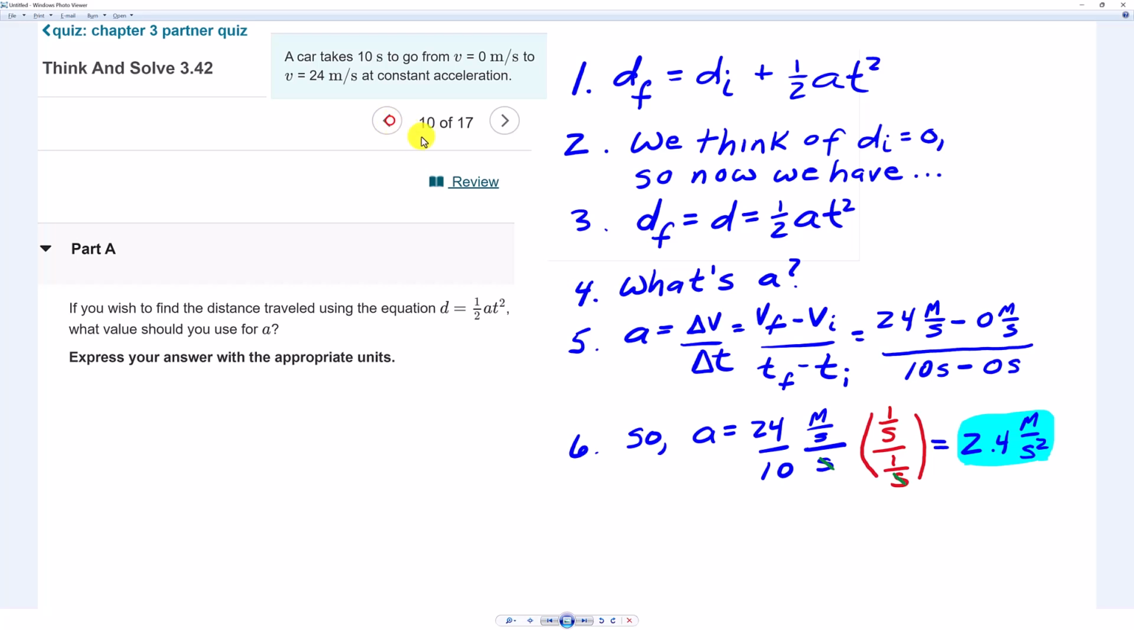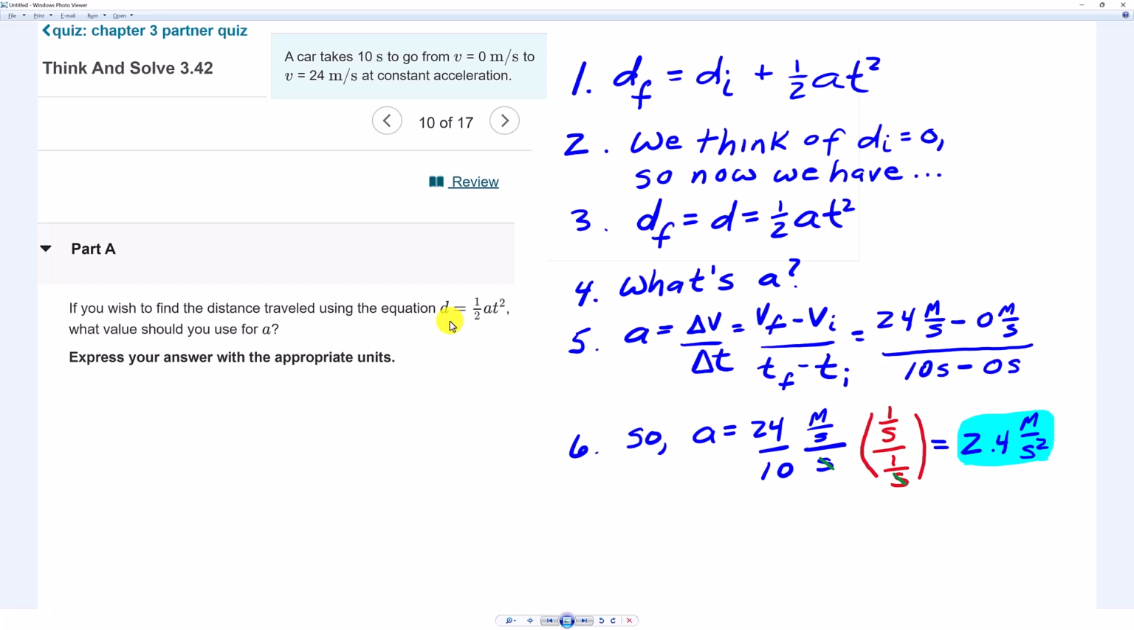Quiz question 10 of 17, also known as Think and Solve 3.42. A car takes 10 seconds to go from a velocity of 0 to 24 meters per second at a constant acceleration. So then, what is that constant acceleration? What if we needed to use that acceleration value in this equation, for example? So I'm just referencing statements 1, 2, and 3 to reinforce this distance equation, this equation that relates distance, acceleration, and time. That's just background.